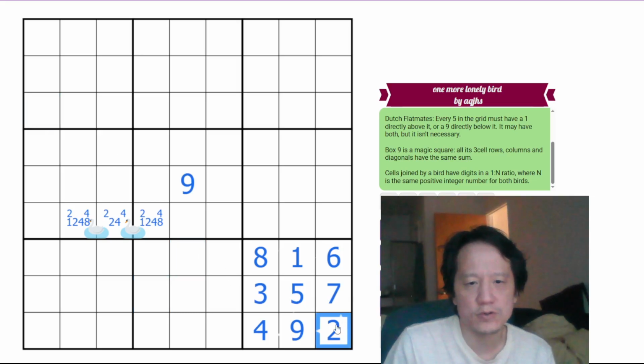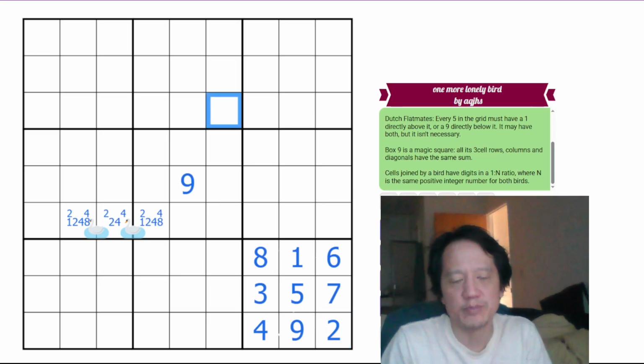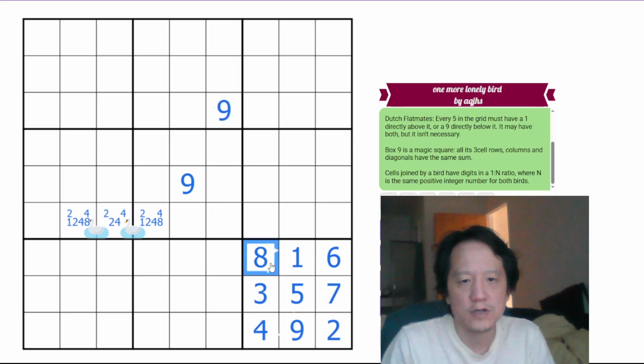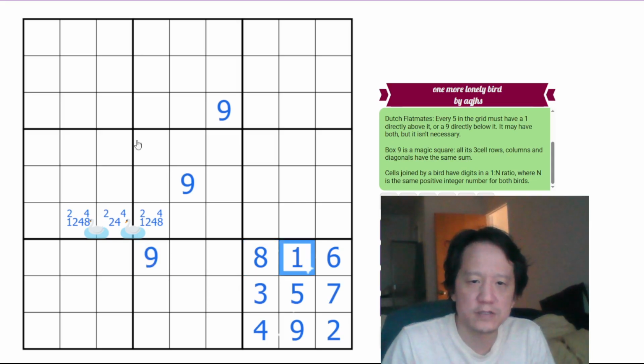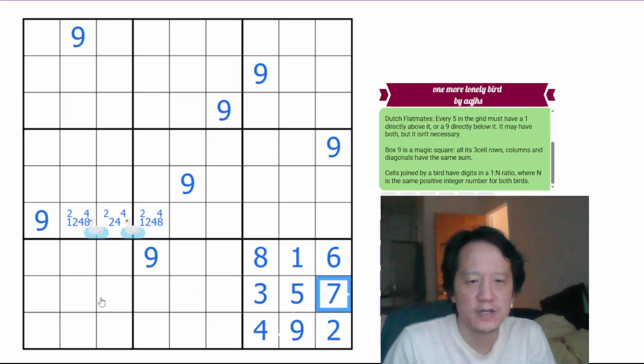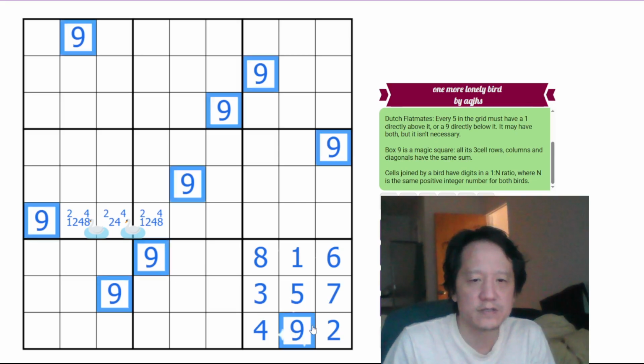This 2 says that 9 has to be in that position in box 2. 8 says that 9 has to be in that position in box 8. 1, 9 is there. 6, 9 has to be here. 4, 9 has to be here. We already have 5. 3, 9 has to be here in the same position. 7, 9 has to be in that same position. And we already have, so that's all 9s.